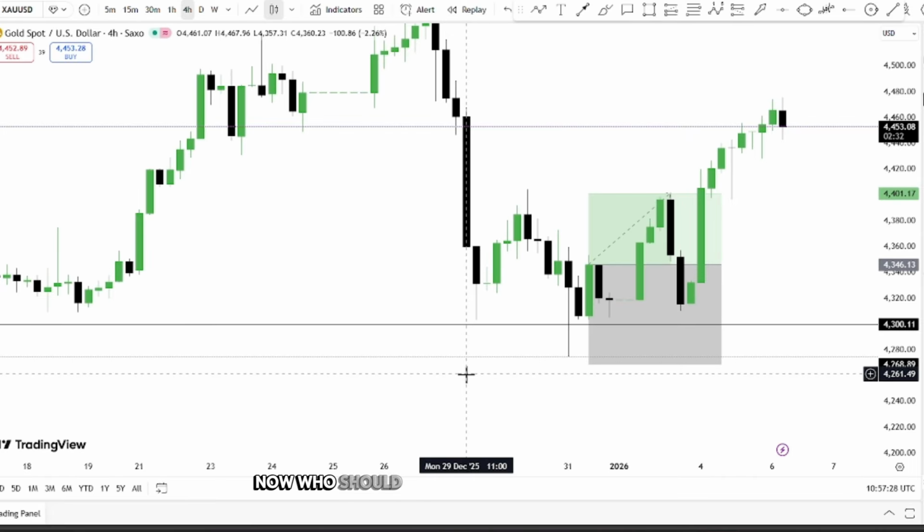Those are the disadvantages of trading this kind of model. Now, who should use this very model? I think it's mostly for beginners to intermediate traders. Beginners should apply this. Then traders building consistency. If you want to build consistency and win most of your trades, then you need to apply this model.